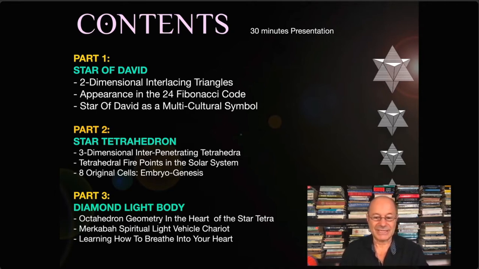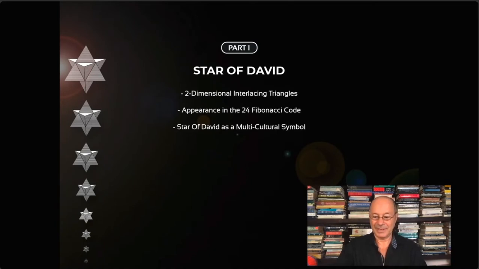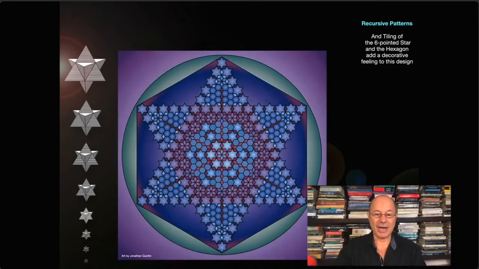The secret of the star tetra is what's embedded inside of it. And we're going to do a little meditation, learning how to breathe into your heart. So this is part 1. We're going to look at basically some eye candy, two interlacing triangles. You can see what happens when we do recursive patterns with the Star of David, the 6-pointed star hexagon, and we make exquisite geometries.